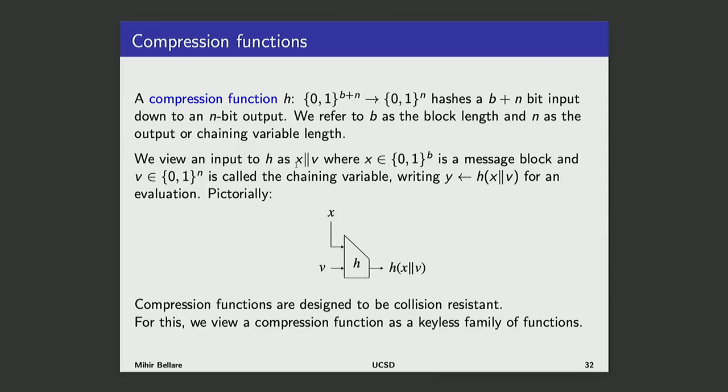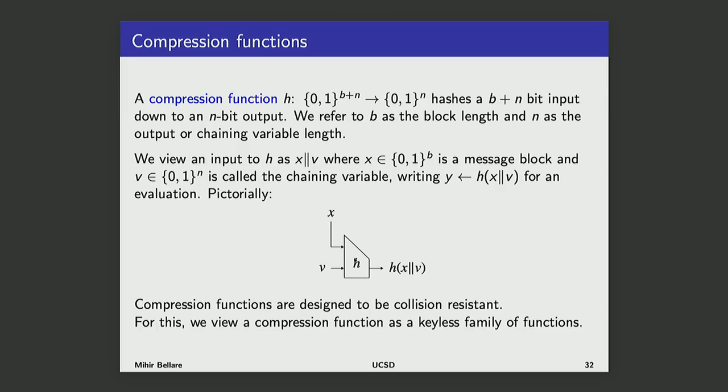But I usually want to break it into parts. So I'll see it as b bits, which I call x, and n bits, which I call v, and view this as a message block and this as a chaining variable. When we write it, we could write h applied to the concatenation of the message block and chaining variable. But pictorially, it's kind of nice to see it like this.